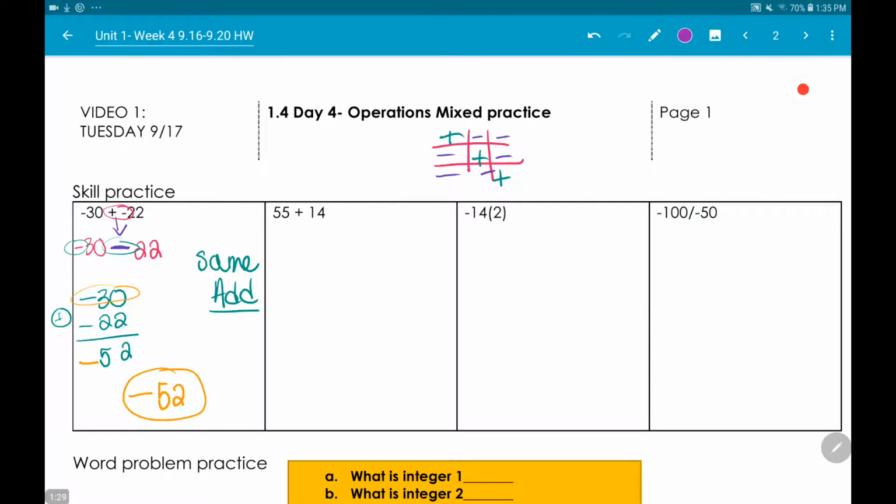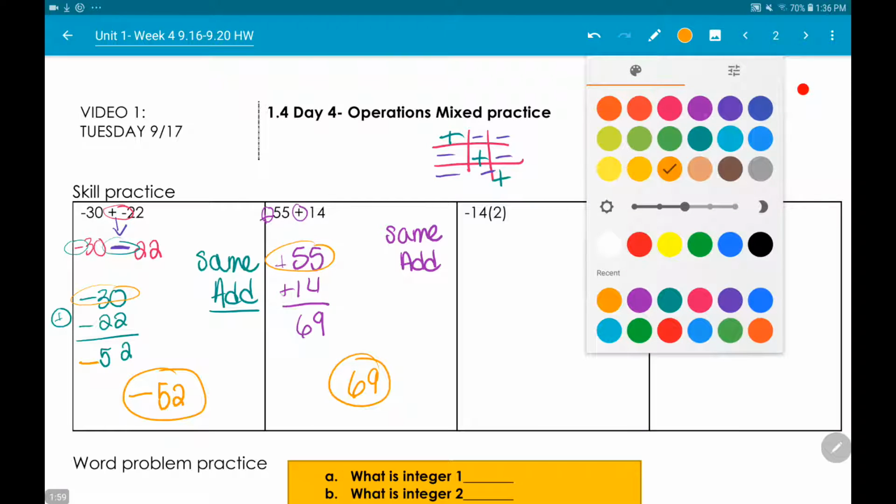All right, looking at the second one. All right, this is a positive and this is a positive. So those are also the same. So I can just go into adding. So I have 55 plus 14. And the bigger one was 55, so I have positive 69.